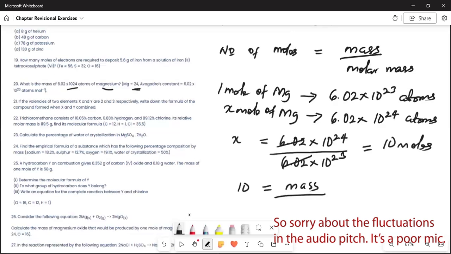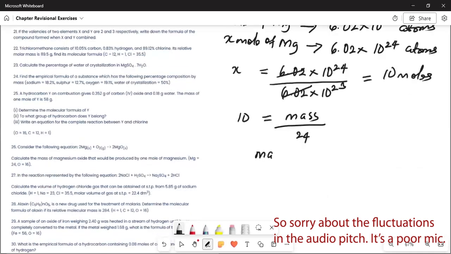Magnesium is monoatomic, so that will be 24. So that when we cross multiply this, the mass is 10 times 24, which is 240 grams.